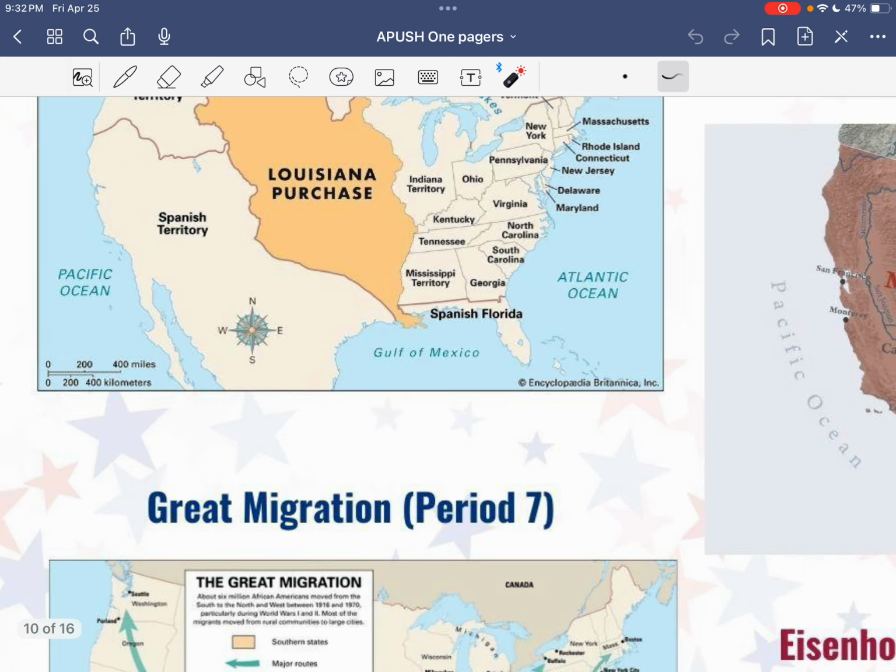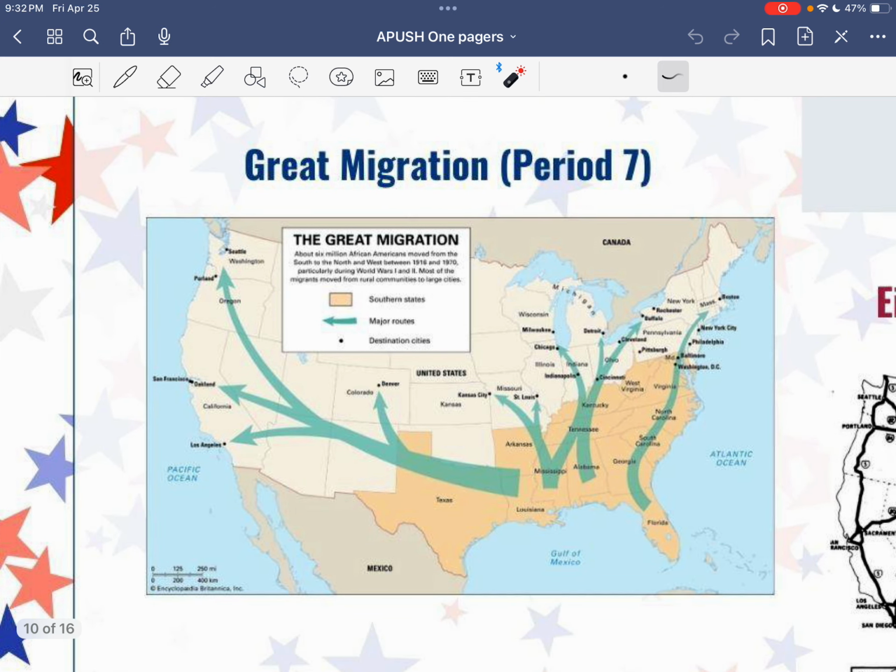Moving forward. Great Migration, time period 7. The Great Migration is a movement of African Americans from the South to cities in the North and West. This is 1920s, technically, like all the way up to the 1970s, if you want to go that far. Why are they doing this? Search for better jobs, better wages, different types of jobs, not just purely agricultural.